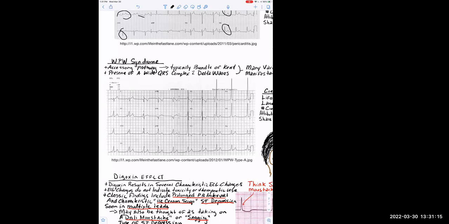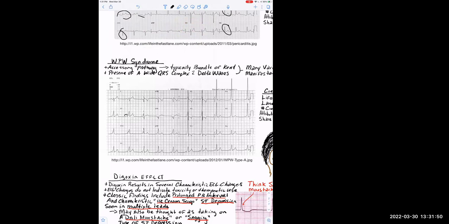3 to 5 boxes. Yeah, 3 to 5 boxes. So between 120 and 200 milliseconds is a normal PR interval. Well, in the case of Wolff-Parkinson-White, remember, this electrical impulse is taking a shortcut. And as a consequence of taking the shortcut, you have this shortened PR interval. So if we look at lead two here in Chris's notes, you'll see this shortened PR interval.